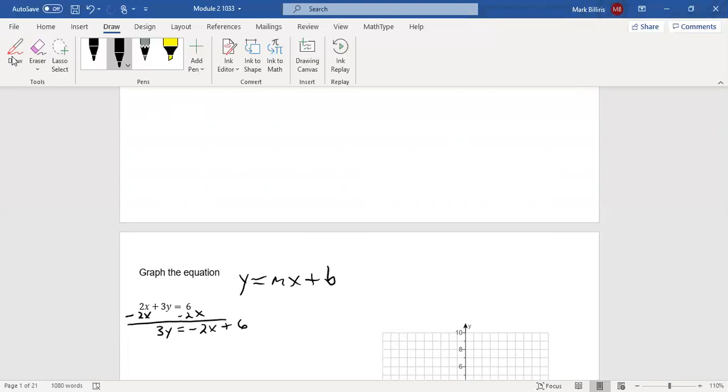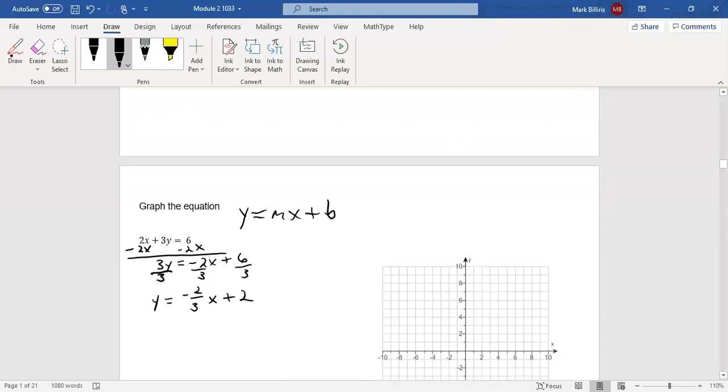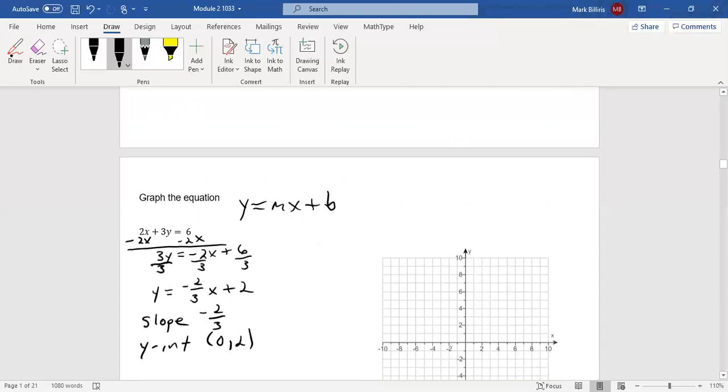So this would give me 3y = -2x + 6. Notice I put the x first because in slope-intercept form, the x comes before my y-intercept. Remember also that I'm solving for y, not 3y, so I'm going to divide each term by 3. So this would give me y = -2/3 x + 2. So I'm going to identify my slope, -2 over +3, and my y-intercept is (0, 2).